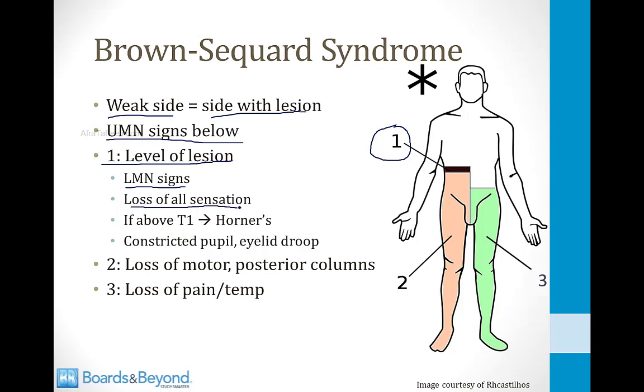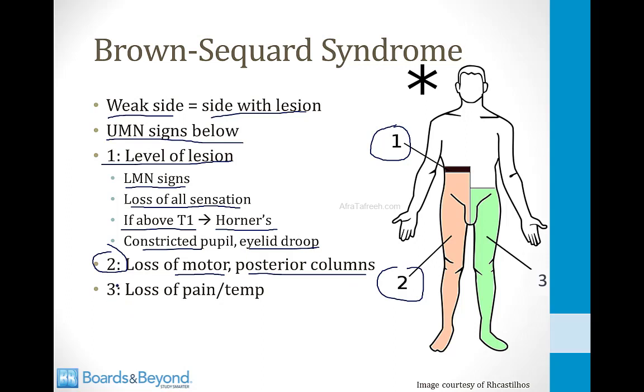And one special note about this level of the lesion: if it is above T1, you will also see loss of sympathetic nerve fibers, and this will lead to a Horner syndrome with a constricted pupil and eyelid droop on that side of the body. The second affected area is area 2. This is the ipsilateral side to the lesion shown here on the picture. At this level, you will have loss of motor fibers and loss of the posterior columns.